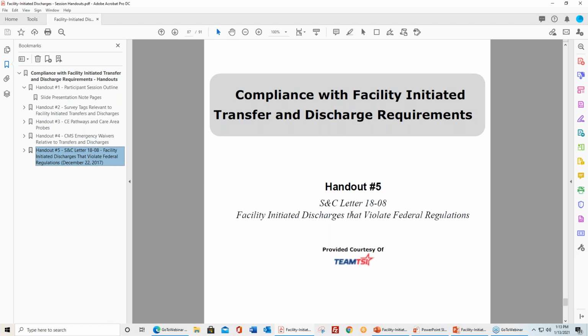The last handout is handout number 5, which is S&C letter 18-08, which was released in 2017, but it's still effective. And this is what the survey guidelines are of how CMS is going to investigate, and it provides a great deal of information.